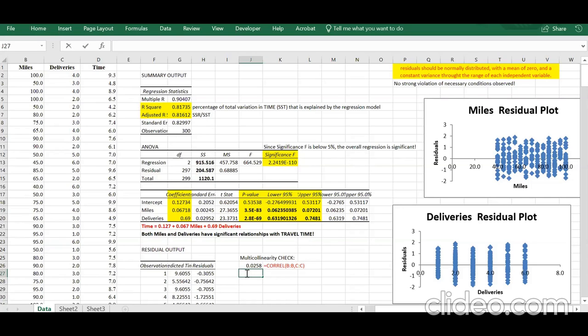You just need to check the p-values. If p-values are less than 5%, you don't need to worry about it. So it's a multicollinearity check. It does not exist, because the correlation between independent variables is less than 0.7.